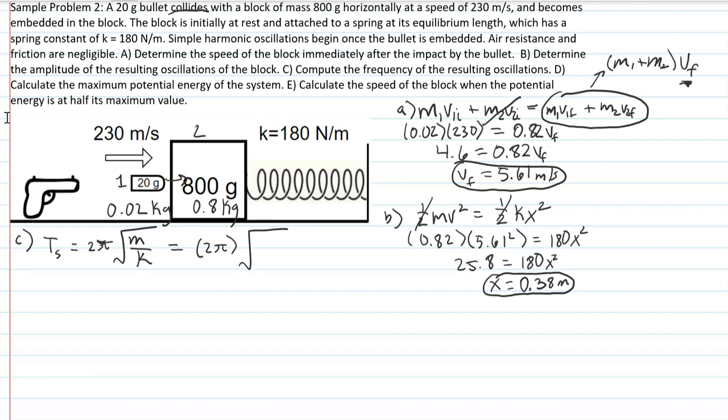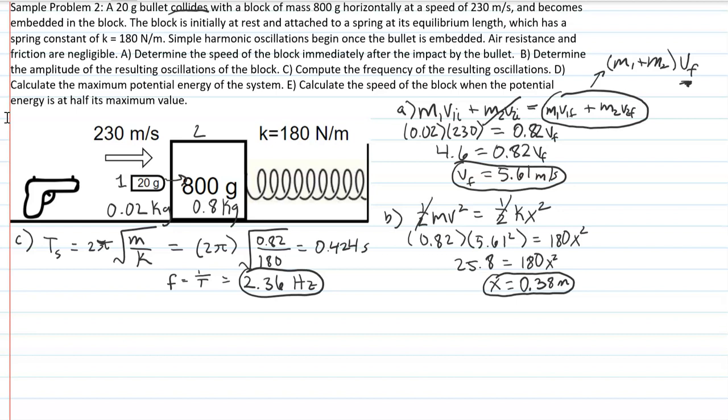So it should be 2 pi times the square root of 0.82, because that's the mass of the block plus bullet, divided by 180. Take the square root of that. Just plug that all into your calculator, and you should get that it is equal to 0.424. And remember, that's the period, which is in seconds. And to get the frequency, I just want to do the inverse of the period. So you can press that nice inverse button on your calculator, and that should be equal to 2.36. Remember, the units for frequency are hertz. So that is your answer to part C.